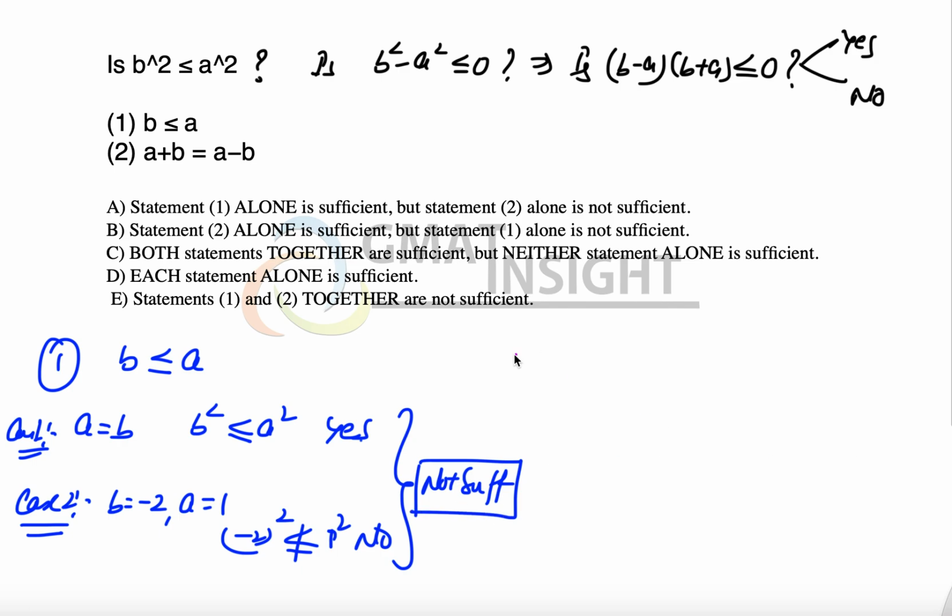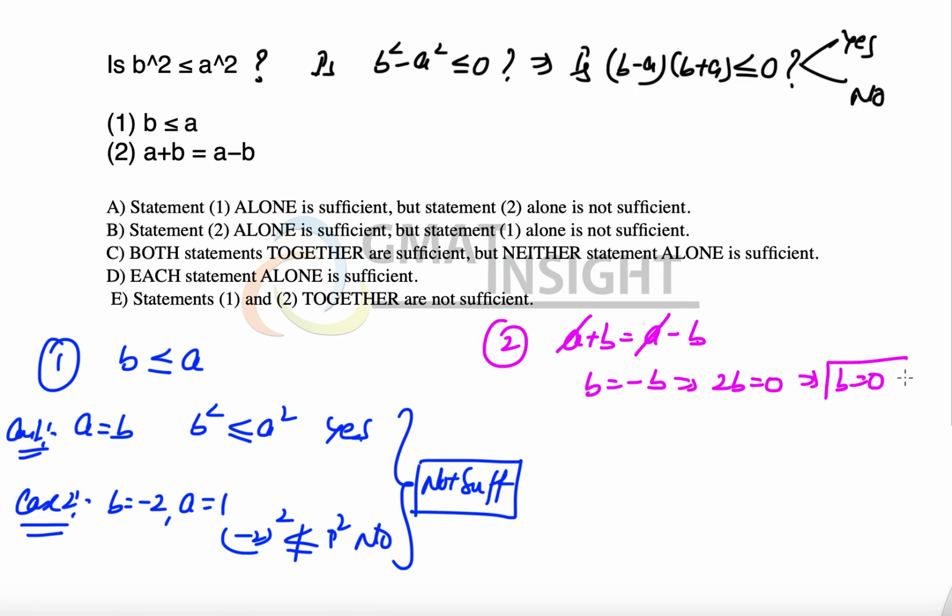Now let's look at the second statement. The second statement says that a plus b is equal to a minus b. Now, if we simplify this equation, a can be cancelled out. In fact, we are subtracting a from both sides, so we understand b is equal to minus b, or we can say 2b is equal to 0. That means b is definitely equal to 0.